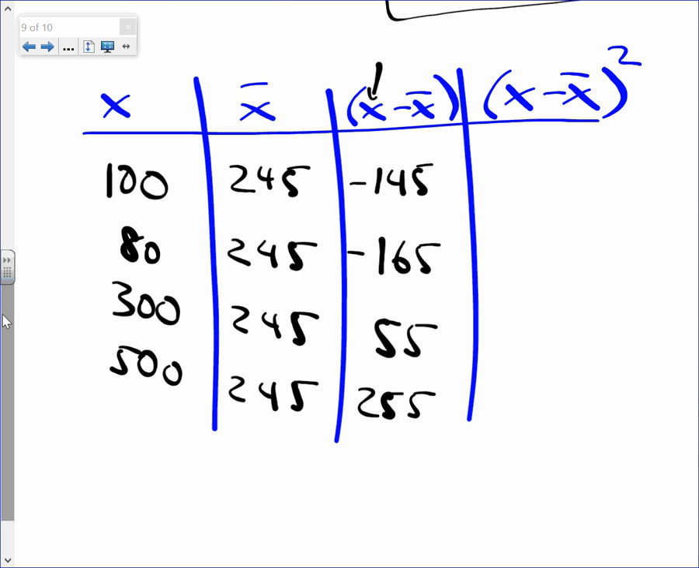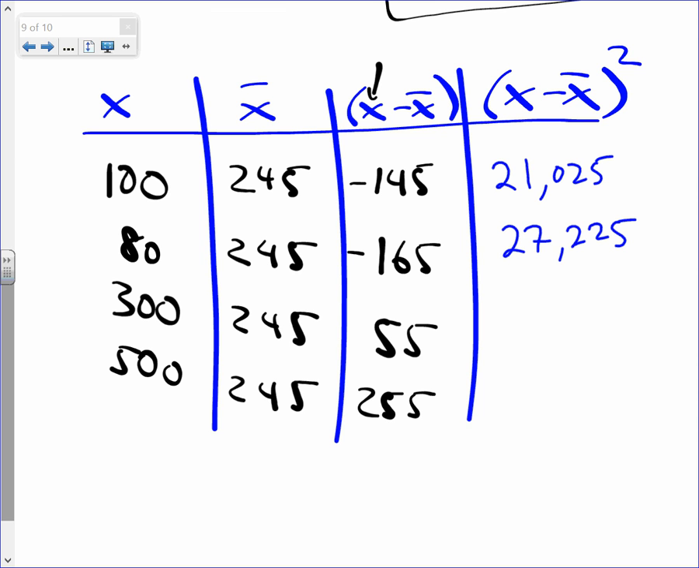Here we go. Negative 145 times negative 145. Watch this. I'm going to get 21,025. I'll do it for us. Just write it down. Cool. Negative 165 times negative 165 is 27,225.